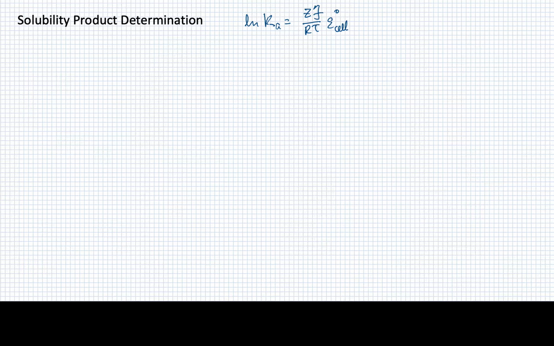We saw in the last video that we could find a direct relationship between the equilibrium constant, the thermodynamic equilibrium constant, and the standard cell potential, given by this relationship here, where Z is the number of electrons transferred, or the moles of electrons that would be transferred in an oxidation reduction step. Now, what I want to do is show how in practice we can use this to find such things, say, as the solubility product equilibrium constant.